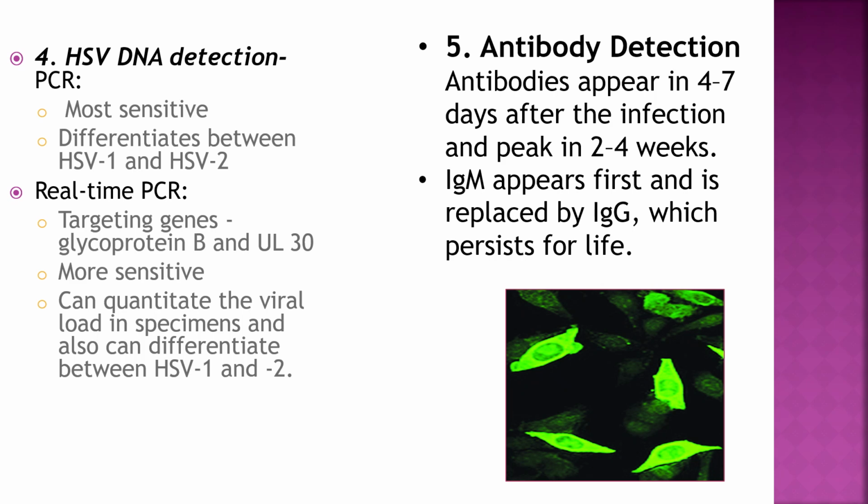Antibodies appear 4 to 7 days after the infection and peak in 2 to 4 weeks. IgM appears first and is replaced by IgG, which persists for life.